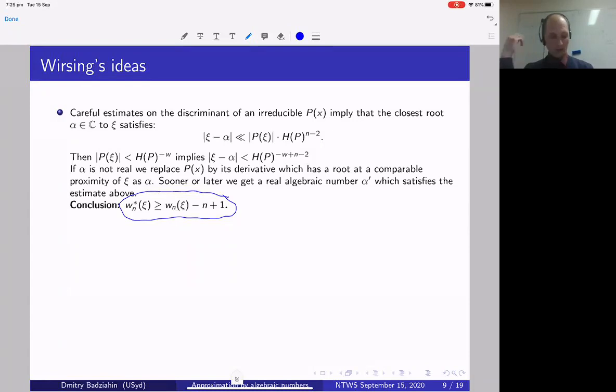But if w_n(ψ) appears to be very high, then it gives something reasonable. And also this method shows what result we can derive if we consider only one polynomial, which is small at ψ. So possibly this factor can be improved, but not too much.